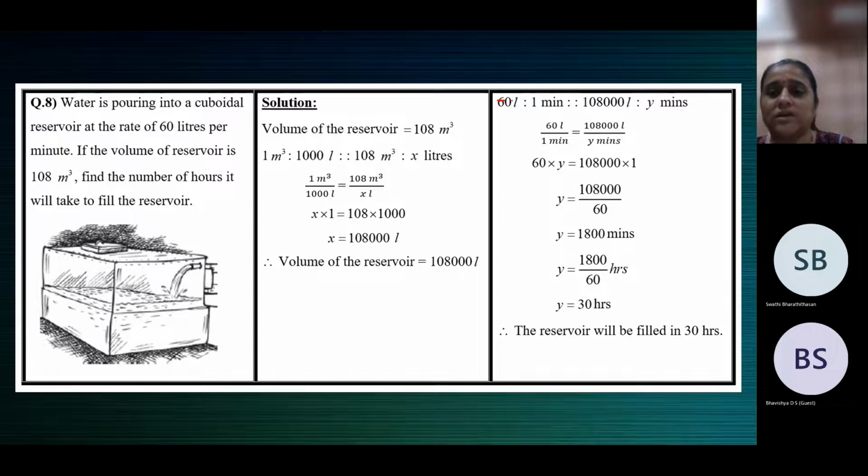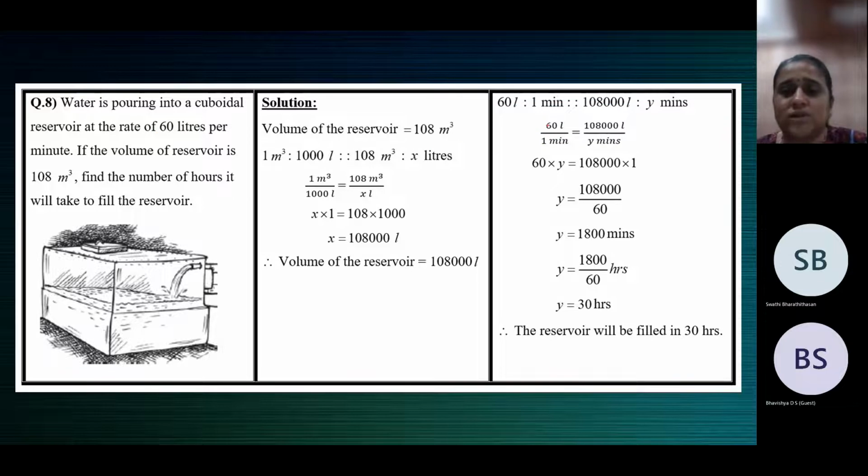See here again. You may or may not write this. This is just your choice. You can write this straight away. 60 liters. See, it's given here 60 liters per minute. So 60 liters in 1 minute. 1,08,000 liters in Y minutes.